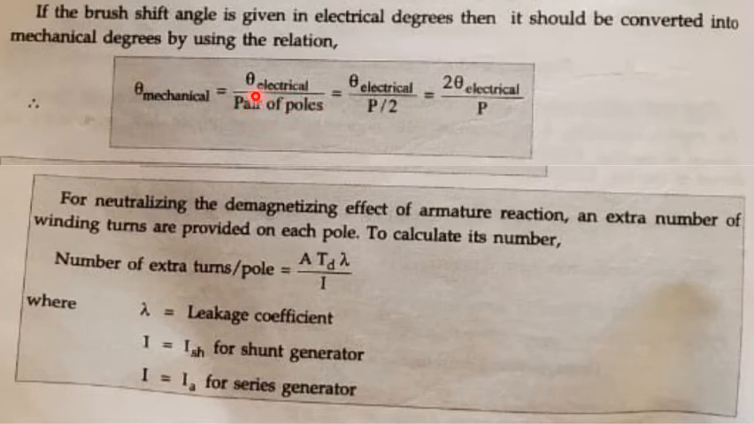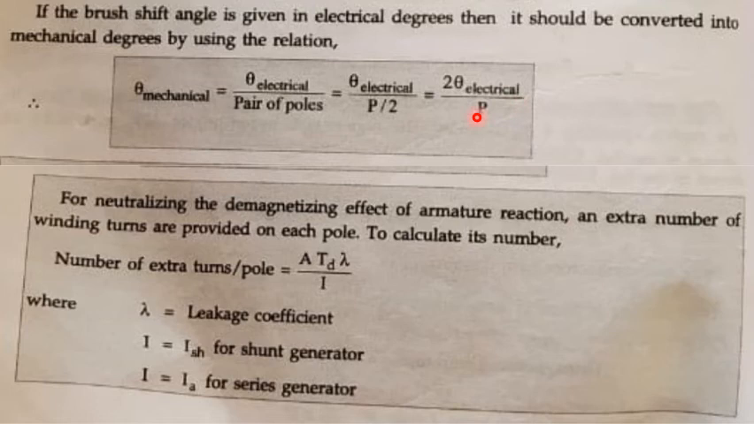Here theta electrical is the electrical angle. The pair of poles is P divided by 2, because one pair means two poles. So theta mechanical is theta electrical divided by P by 2, that is 2 theta electrical divided by P. So the electrical degree is converted into mechanical degree, and this equation we can represent as theta mechanical is equal to 2 times theta electrical divided by P.